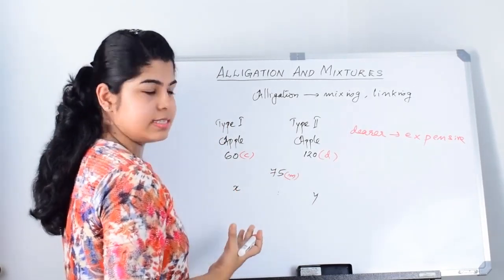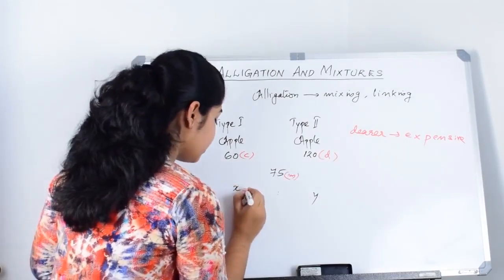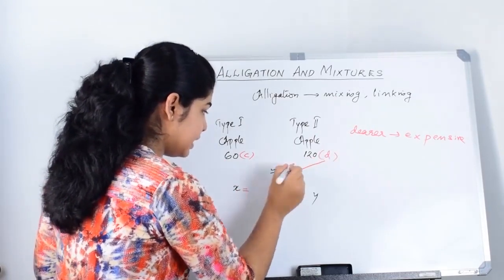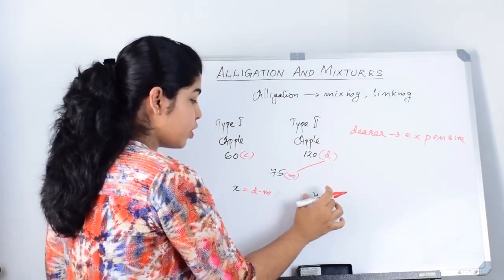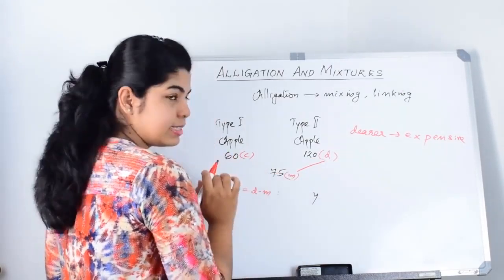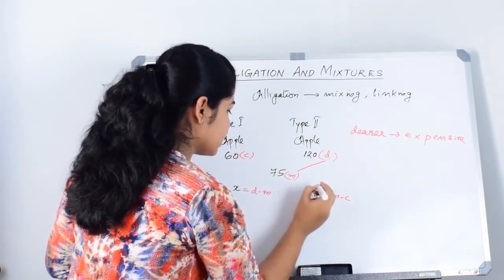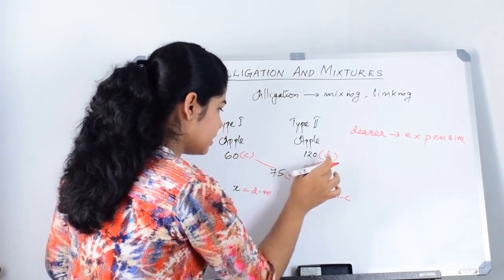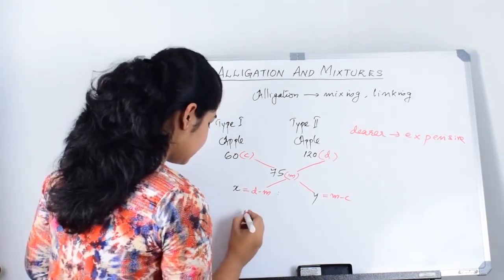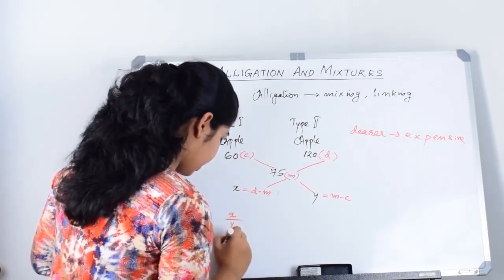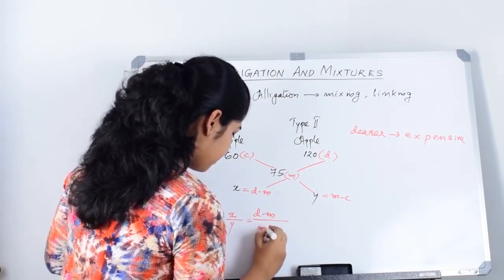So the rule of alligation says that the value of x is equal to d minus m. That is, to find the value of x, what you need to do is find d minus m. So here you can write it as d minus m. Then to find the value of y, what you need to do is find the value of m minus c. So the value of y is equal to m minus c. And the rule of alligation can be represented as an equation. In that case, you can write x by y is equal to d minus m divided by m minus c.